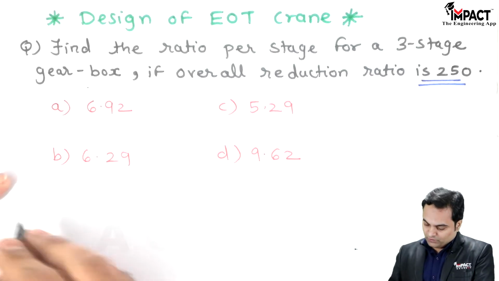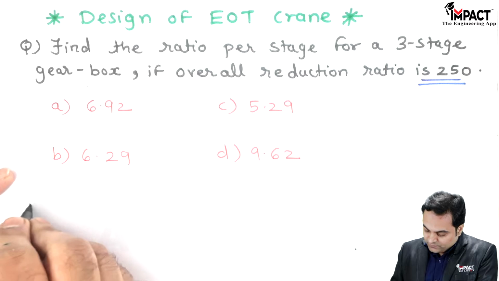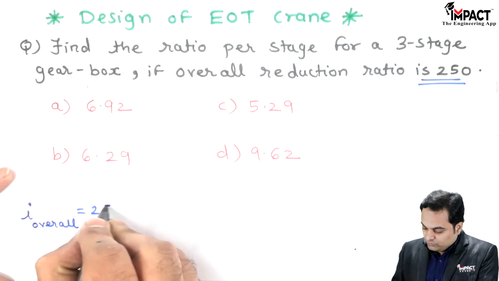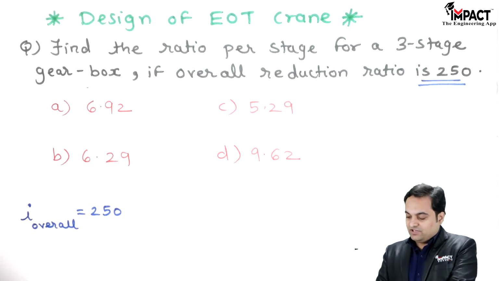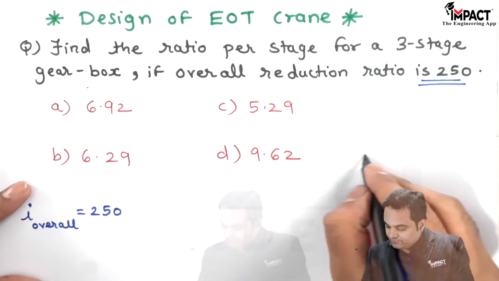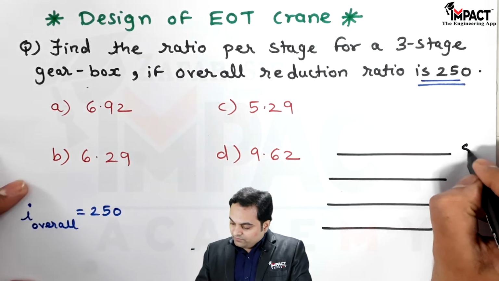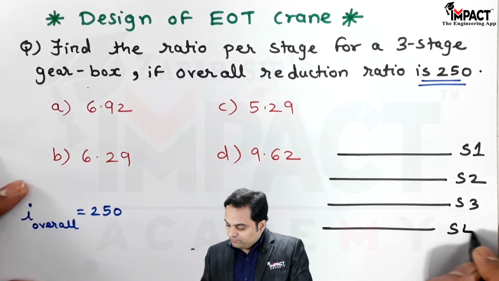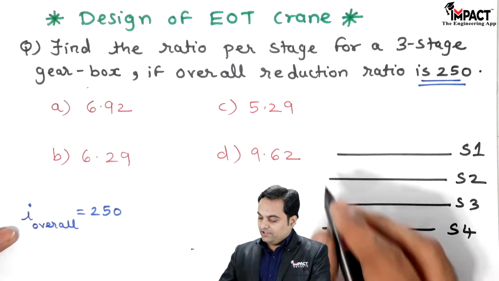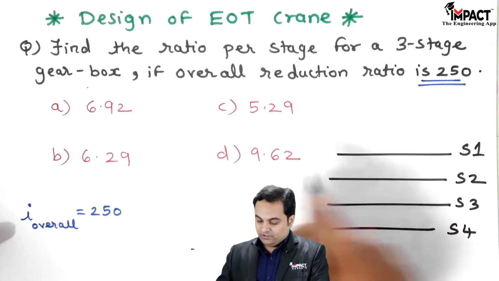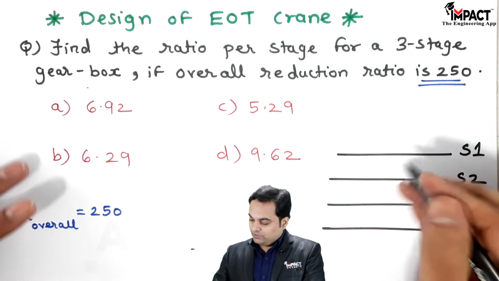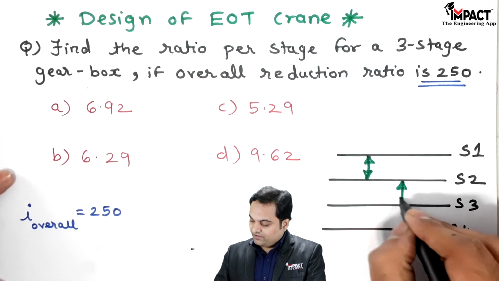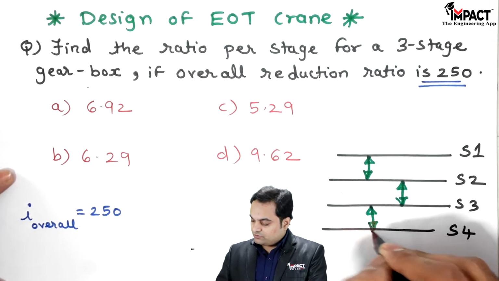It means the overall reduction ratio will be denoted as I overall. It is 250 and 3-stage means we'll have 4 shafts. So this is shaft 1, shaft 2, 3 and 4. So overall the reduction from 1 to 4 is 250, and in the question we have to find out the reduction in one single stage. So it means here we have a 3-stage gearbox.